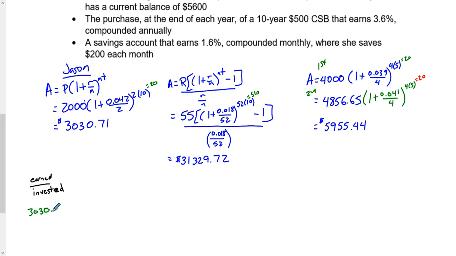How much of that is interest is $1,030.71. In this account, he's putting $55 away every single week for 10 years. So the $55 times 52 weeks times 10 years is $28,600. So to find out how much of this is interest, we have to find out the difference.